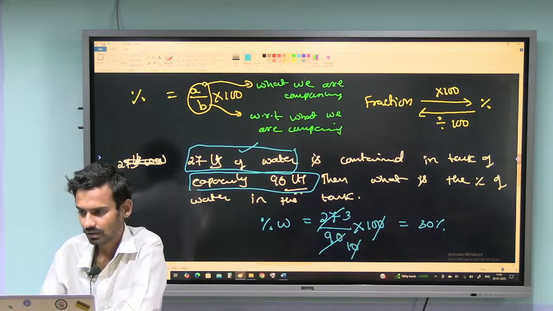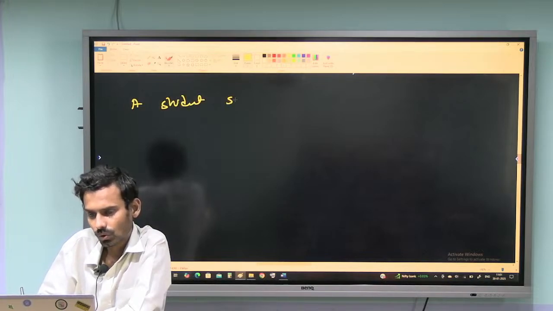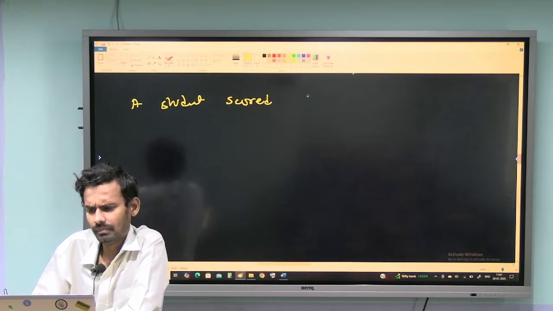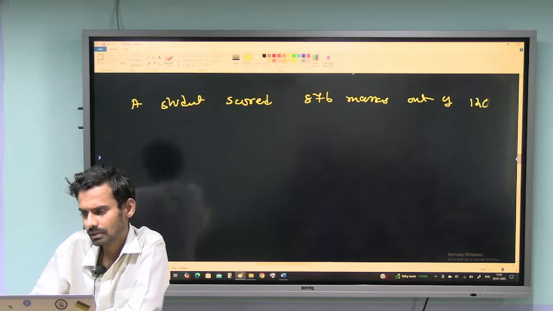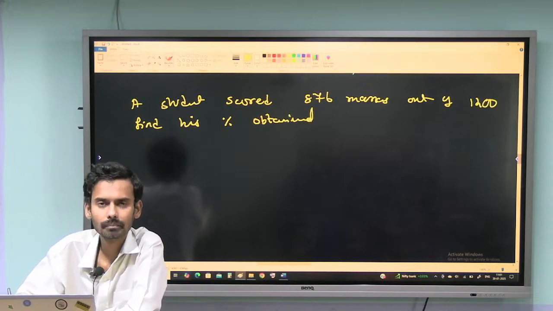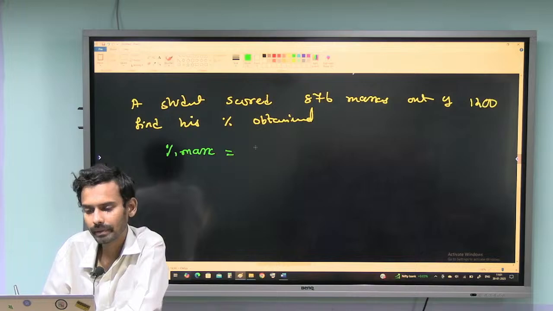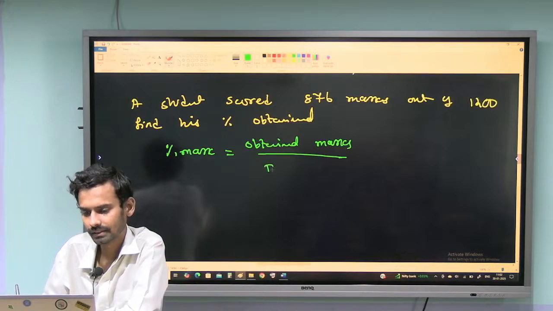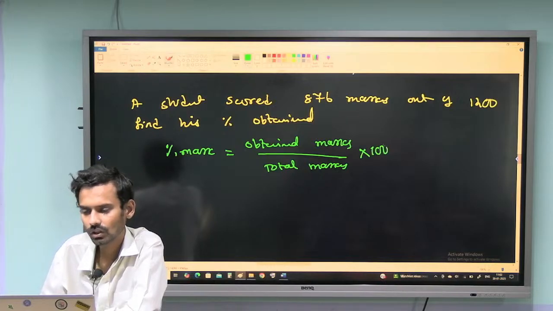Next, suppose I say a student scored 876 marks out of 1200, find his percentage obtained. So here, what should I compare and with respect to what should I compare? In order to get the percentage marks, I need to compare obtained marks with respect to total marks. And this is the fraction, multiply it by 100 in order to get the percentage.